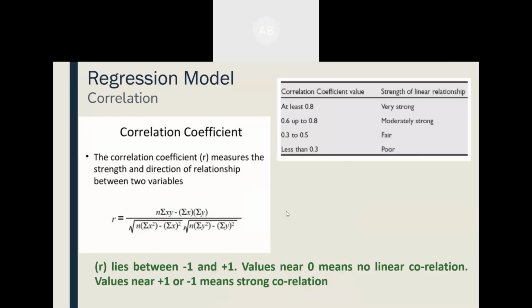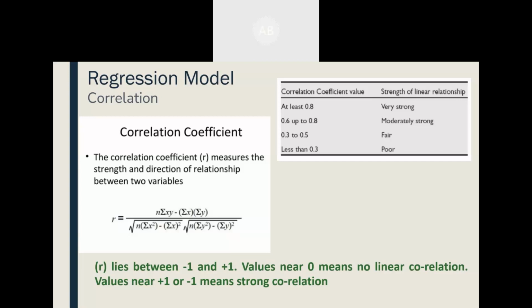But how much is the relationship in terms of quantity? How do we quantify the relationship? In order to measure that, there is one value which is known as the correlation coefficient, denoted by R. It measures the strength and direction of the relationship between the two variables.